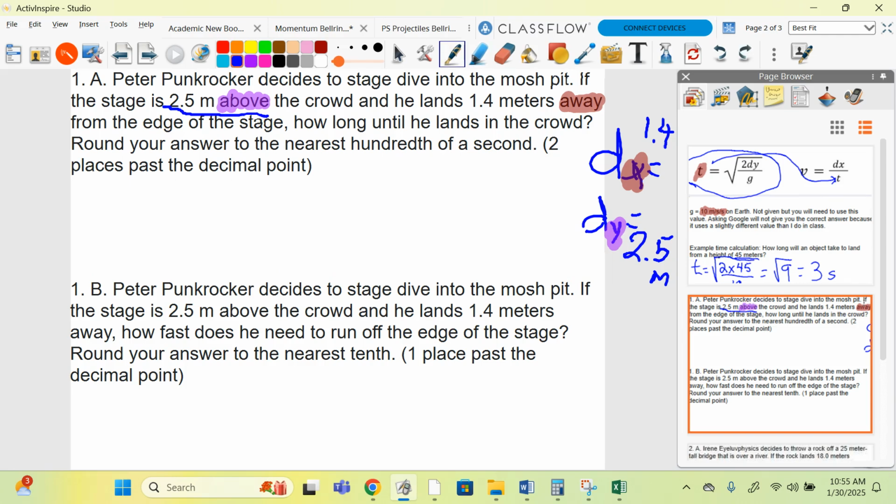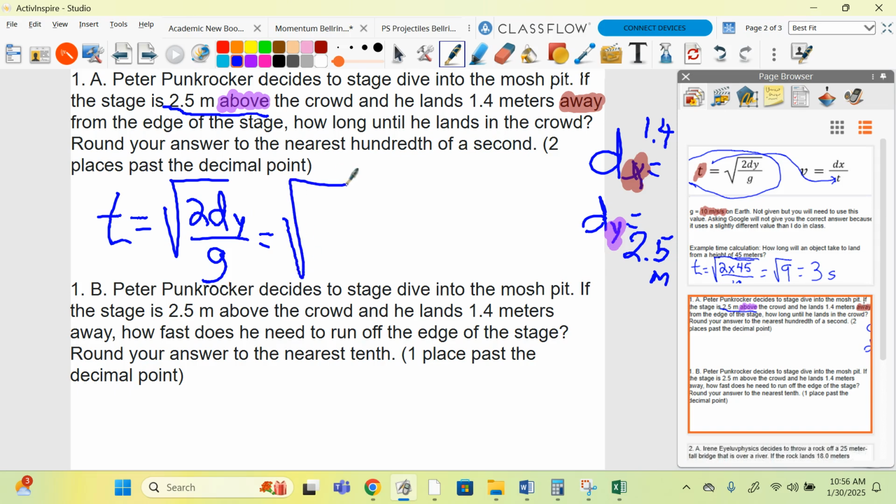Once I identify those two, now all we have to do is plug into our equation and ask how long until he lands in the crowd. If it's asking for how long, I'm solving for the time, which is the square root of 2 times dy, which is my height, divided by g. I'm taking the square root of 2 times 2.5 divided by 10. Again, please make sure you're using 10.